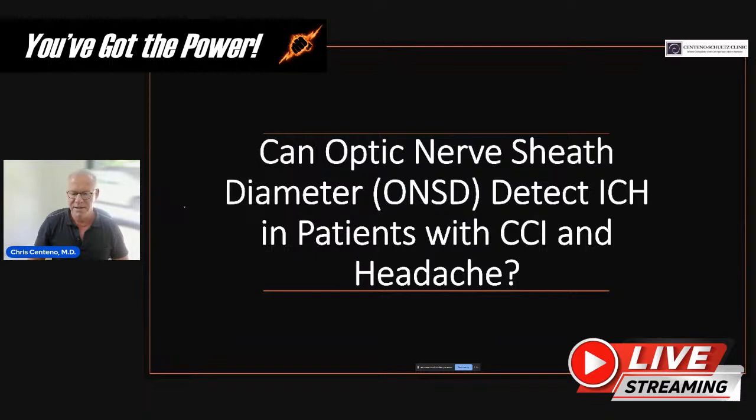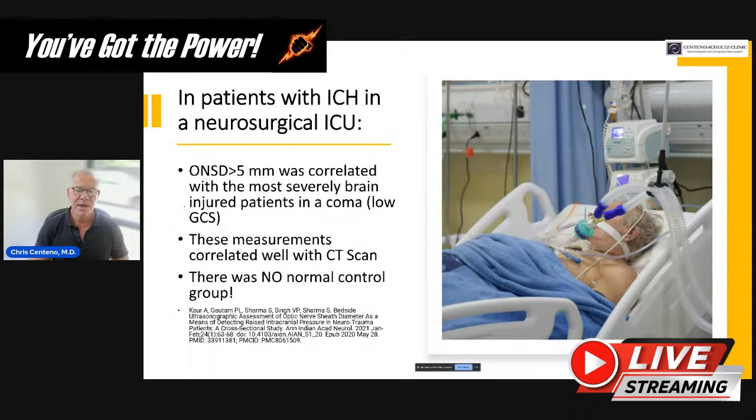So what do we know about this measurement? Well, we know that if we take patients in the neurosurgical ICU who are suspected of having increased pressure in their head or intracranial hypertension, that in this one study, if this diameter was more than or equal to 5 millimeters, that was correlated with the most severely brain injured patients in a coma. Correlated well with CAT scan, but we don't even have a control group here, meaning they didn't take all the nurses and doctors and measure their ONSD. So we don't really know what that means.